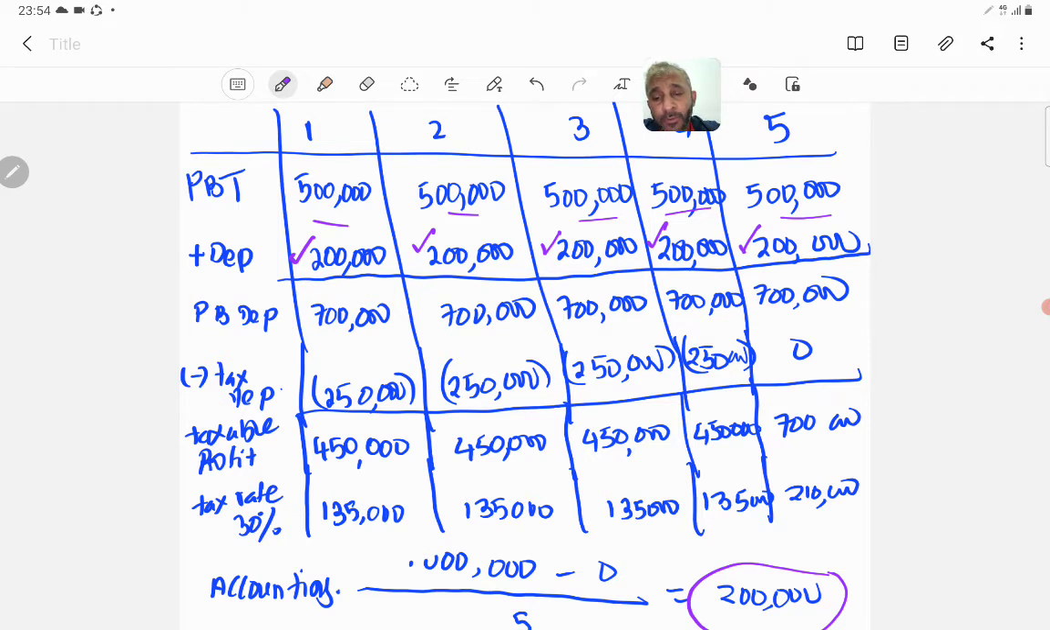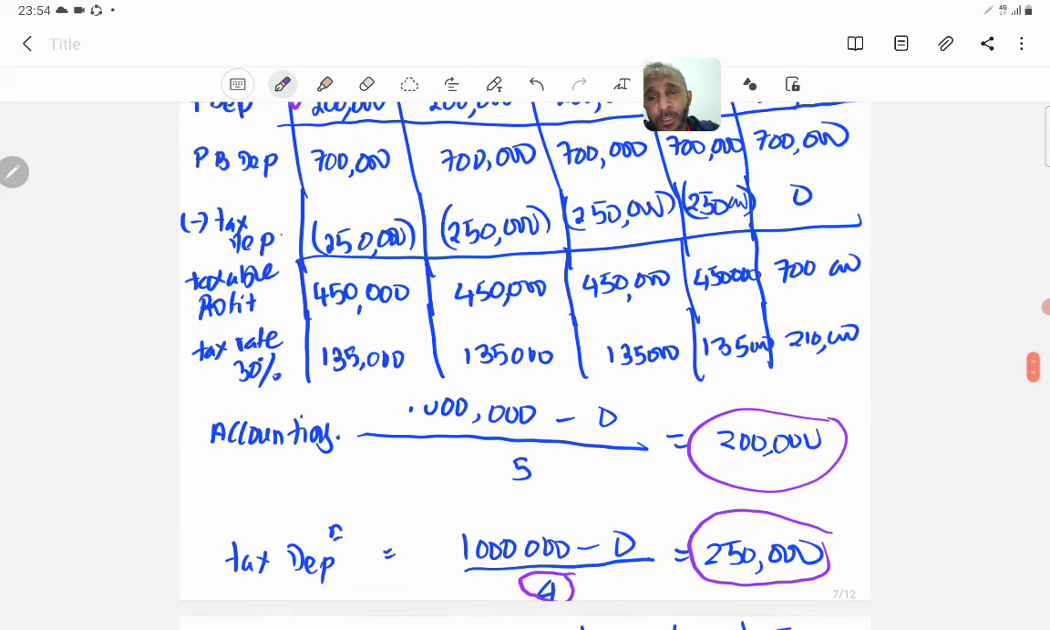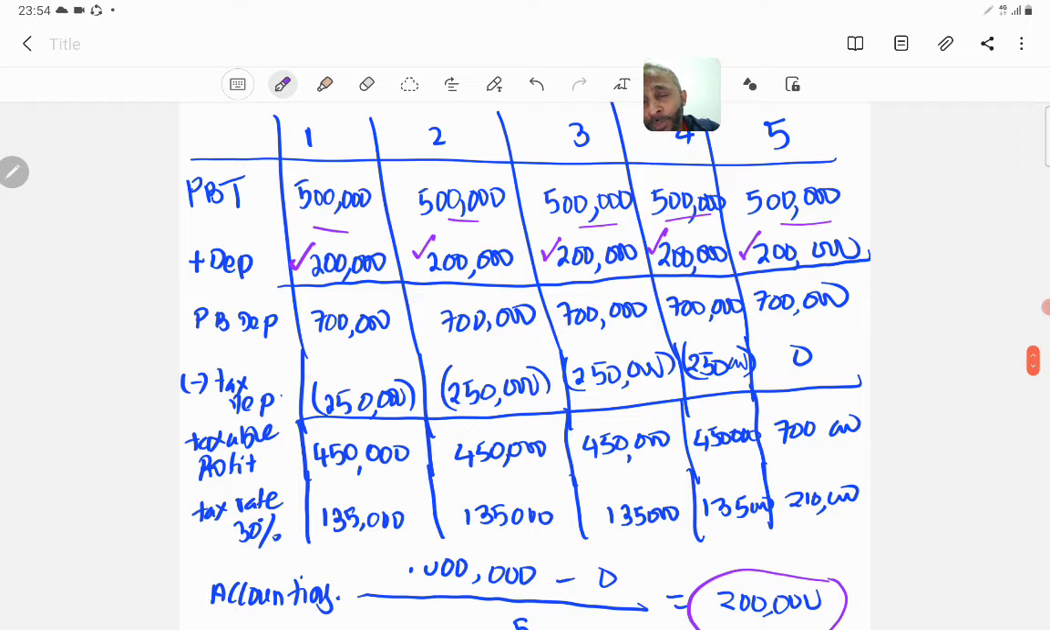And then we also need to know how much is the taxable depreciation. Please note that here the asset will last for 4 years. So therefore, I will then subtract the tax depreciation over 4 years: 250, 250, 250, 250, and the last year it is 0. Accordingly, my taxable profit will be 450, 450, 450, 450 and 700,000.